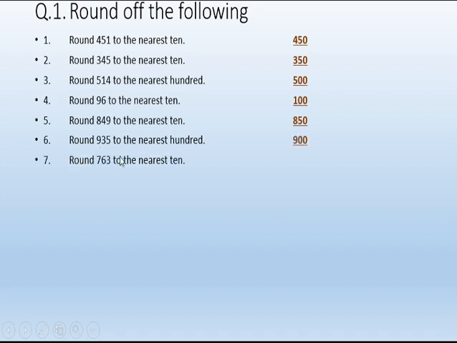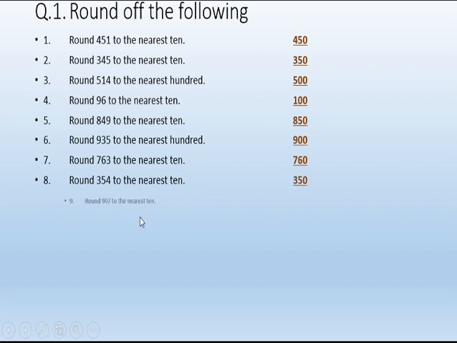And the next example is round 763 to the nearest 10. Whenever we convert units into zeros, this is not 5 or more, so it will become 760. And the next example, round 354 to the nearest 10, again not 5 or more, so this will become 350.